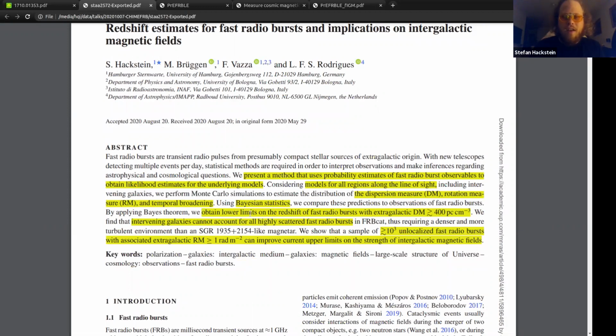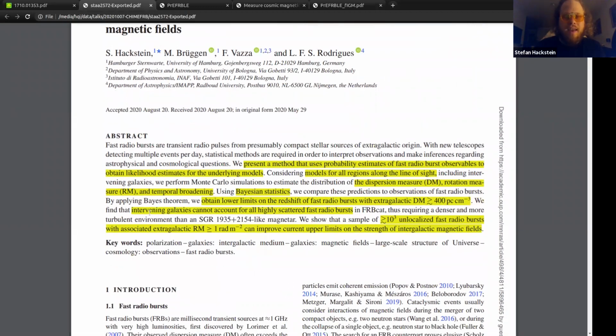First, we can obtain lower limits on a rather significant amount of fast radio bursts that have an extragalactic DM of more than 400 parsec per cubic centimeter. We further look at intervening galaxies and see that they cannot all account for the highly scattered fast radio bursts, so we need to explain the temporal broadening seen in FRBs using some of the other regions. We will go into more detail about this later on.